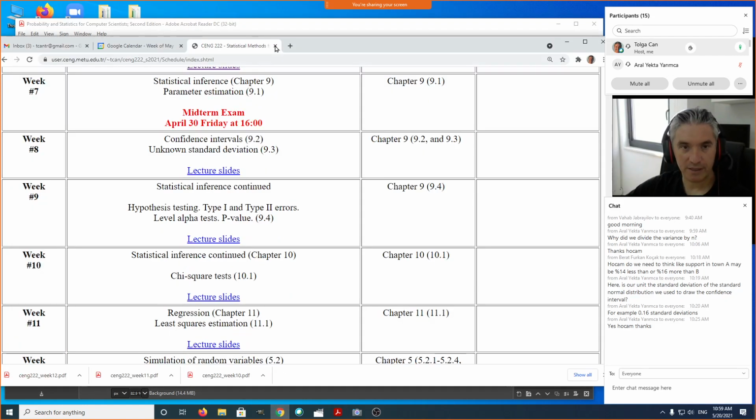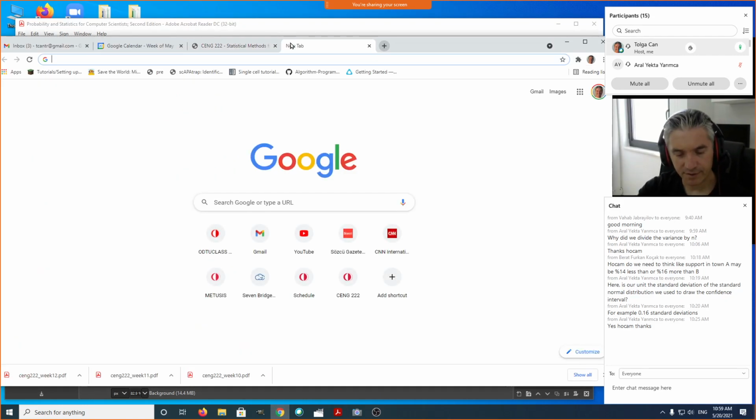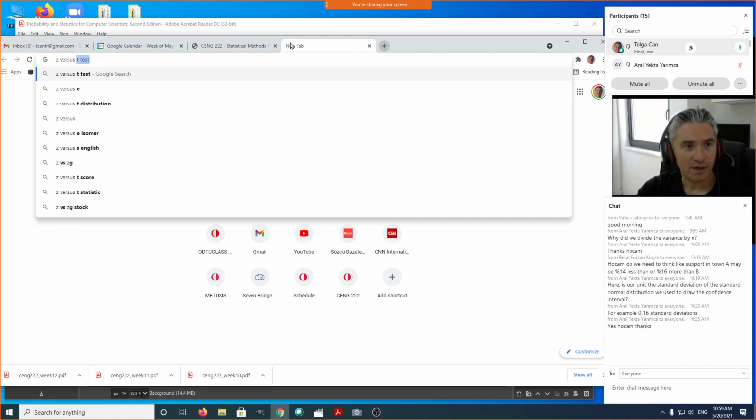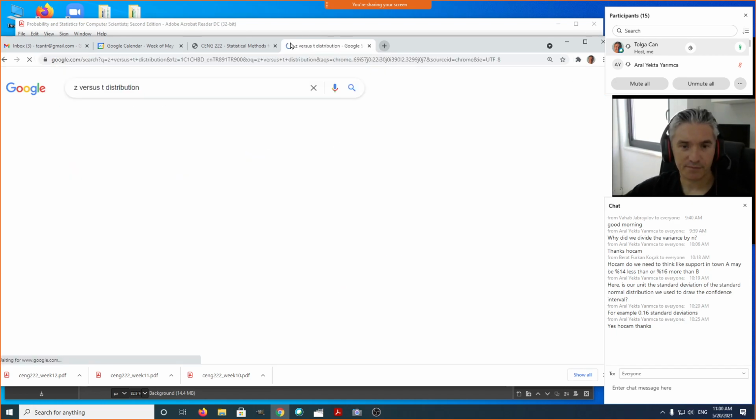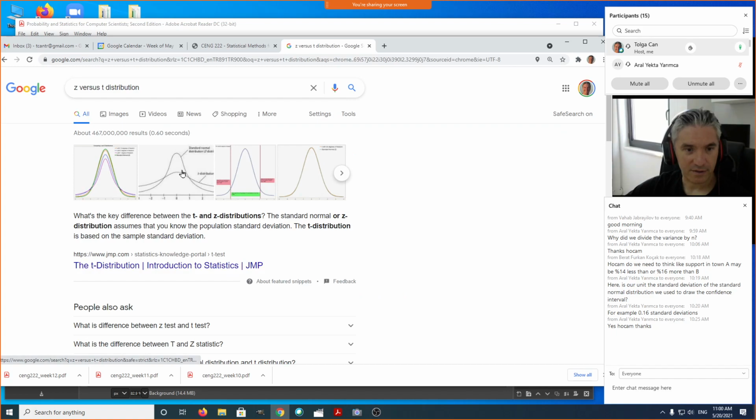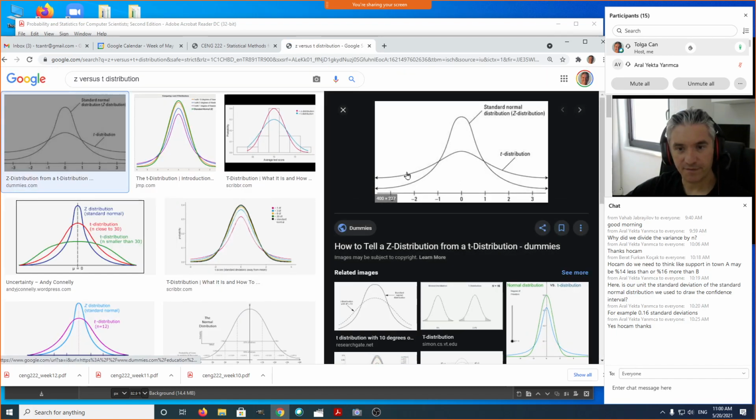So you can also see that z versus t distribution gets like this. As you can see, it has more of a tail. So this is the t distribution, and this is the standard normal distribution. Depending on what the degree of freedom is, the t distribution has heavier tails and its peak is lower, so it means that it's fatter.